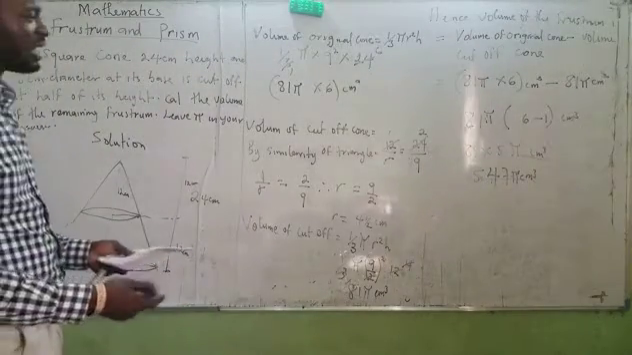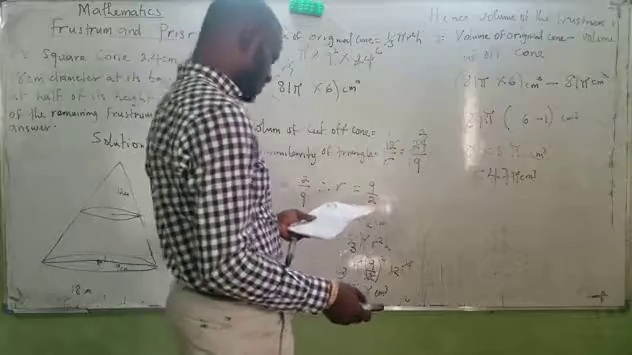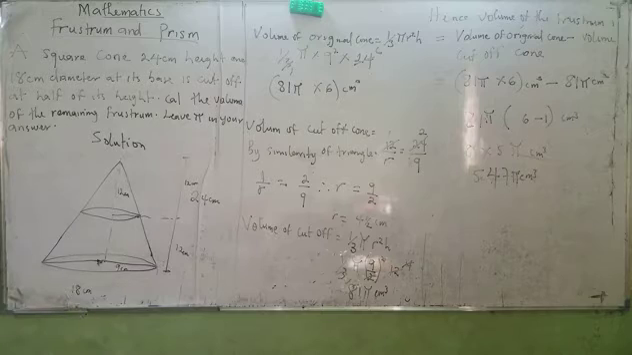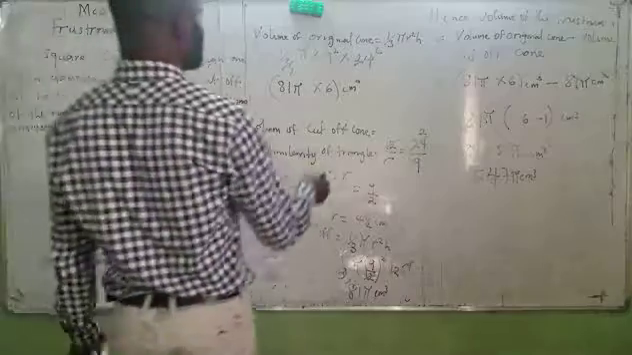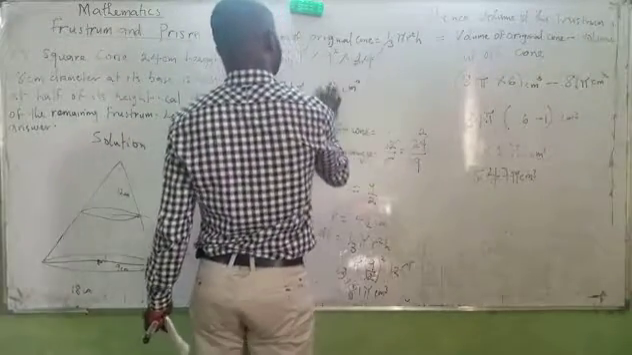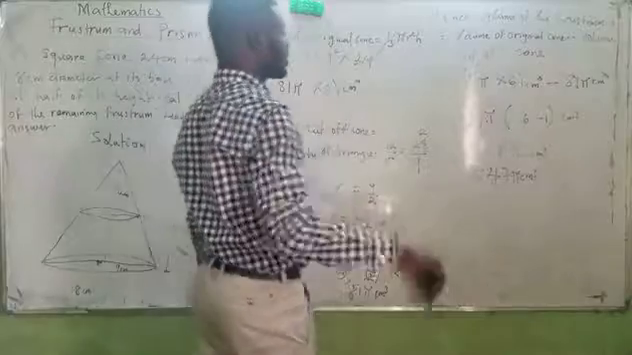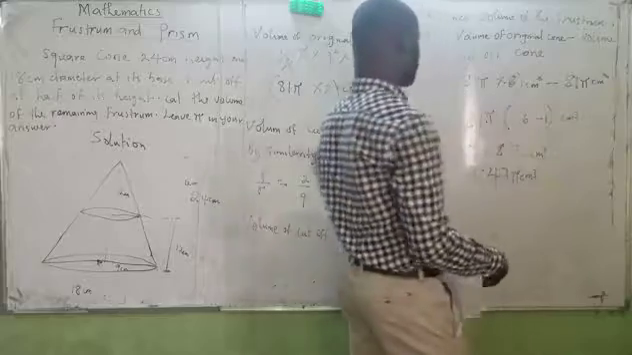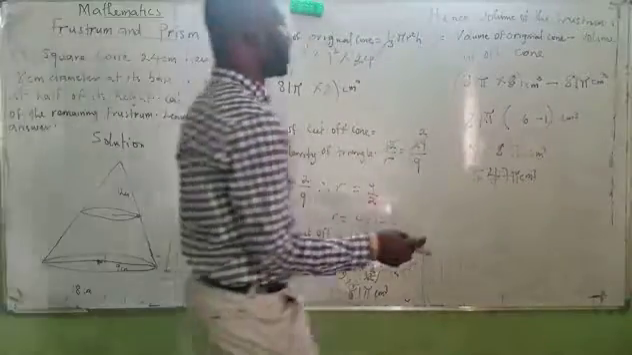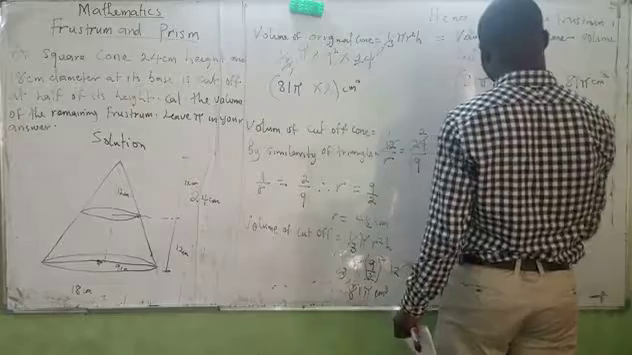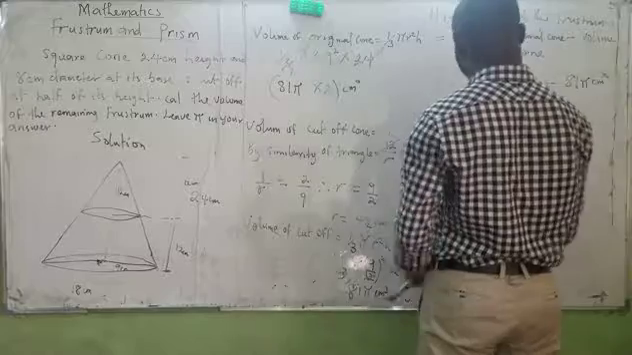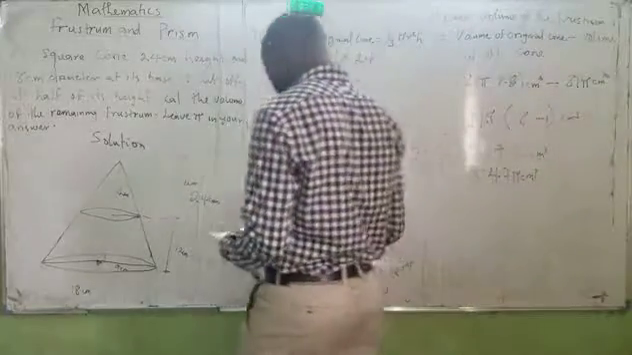Hope I'm not making any mistake. Oh, there is a mistake. Sorry, here will be 8, not 6. Thank you. Here will be 8, and here will be 8 minus 1, which is multiplied by 7. That is going to be the answer.